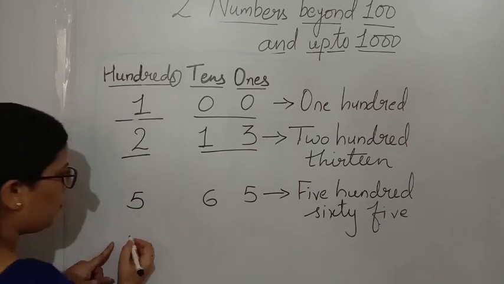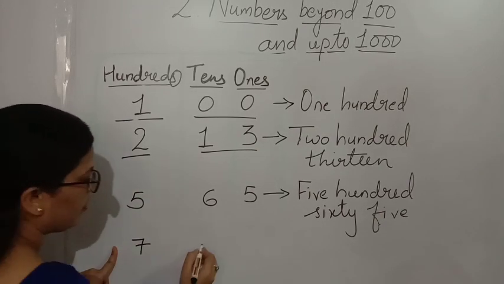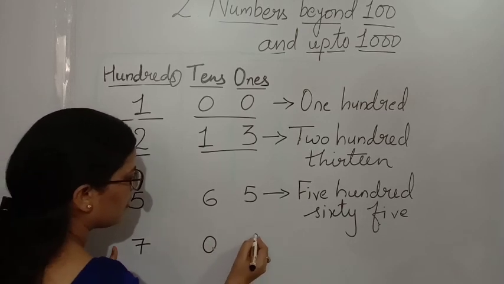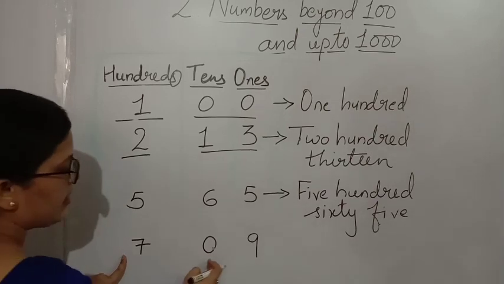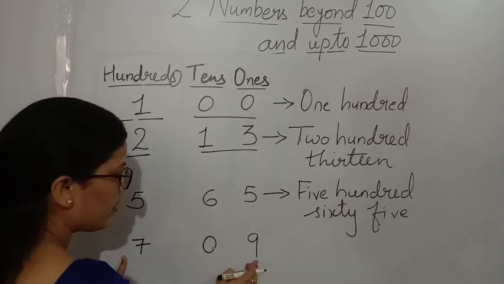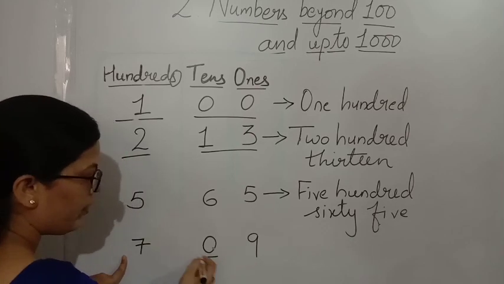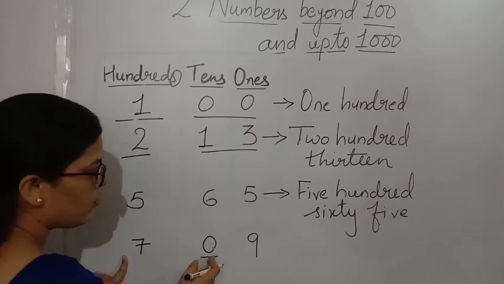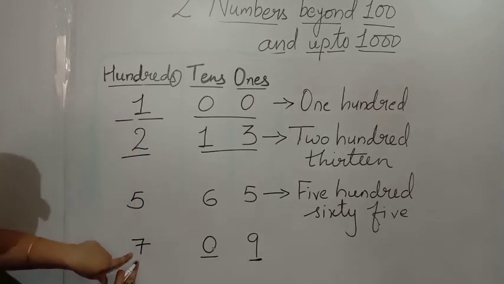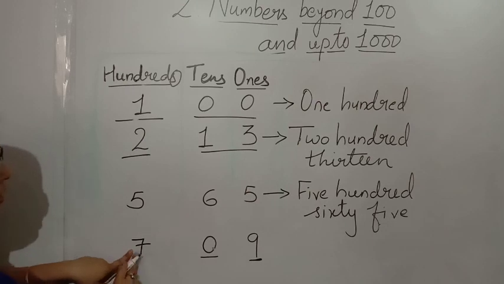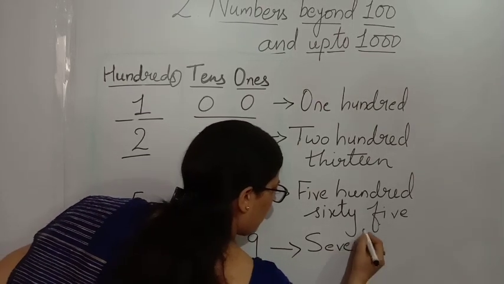Now one more example. 709. Now here what is at tens and ones place? 0 and 9. So what is 09? Here 0 is at tens place, so we do not write anything for 0. So 09, here 9 is the single digit. So how will we write the number name? 7 is at hundreds place, so the number name will be seven hundred.